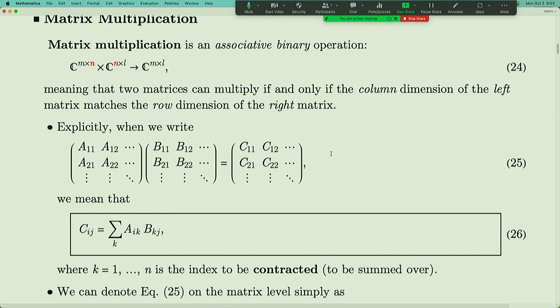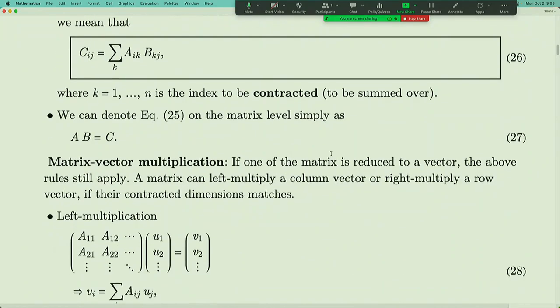Because you need to sum over k, it is required that the first matrix A must have a number of columns equal to the second matrix B's number of rows. If the column number and row number don't match, it doesn't make sense to sum over k, because you don't know the range to sum over. So that's a requirement: when you multiply two matrices together, you need to make sure that the column number of the first matrix and the row number of the second matrix match. When that is the case, you can write this on the matrix level, saying that two matrices A and B are multiplied into C.